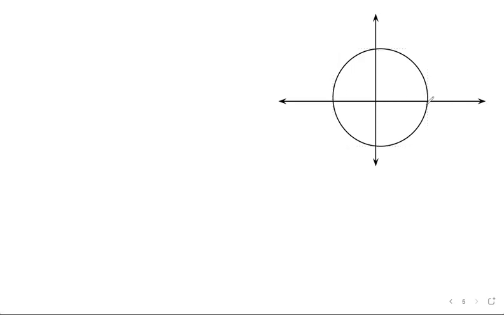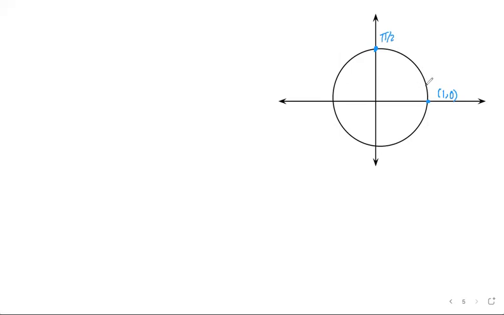I said, starting from this point, 1, 0, moving from this point to this point, this distance from here, moving around the unit circle to here, the distance is pi over 2. Now we have different distances.